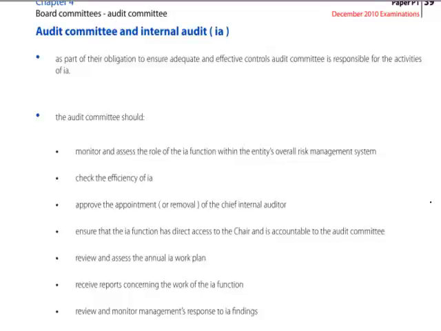As part of their obligation to ensure adequate and effective controls, the Audit Committee is responsible for the activities of the internal auditor, because we already established before the break that the internal auditor ideally will report directly to the Audit Committee about their findings and recommendations, but should of course also report to the Board of Directors, the people involved in day-to-day management. So the Audit Committee should monitor and assess the role of the internal audit function within the entity's overall risk management system and check the efficiency of the internal auditors.